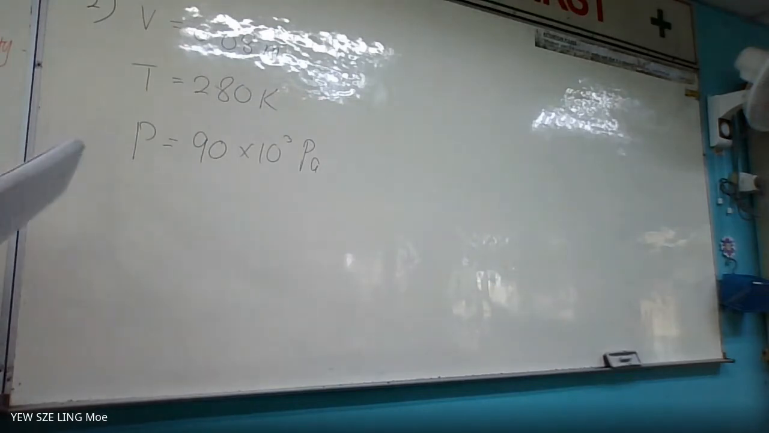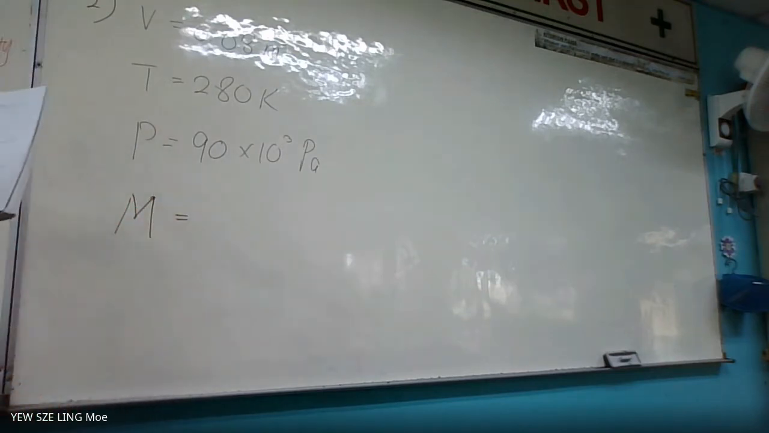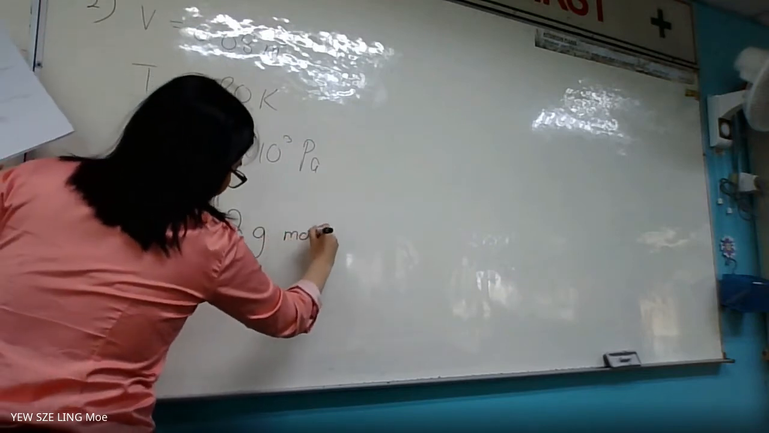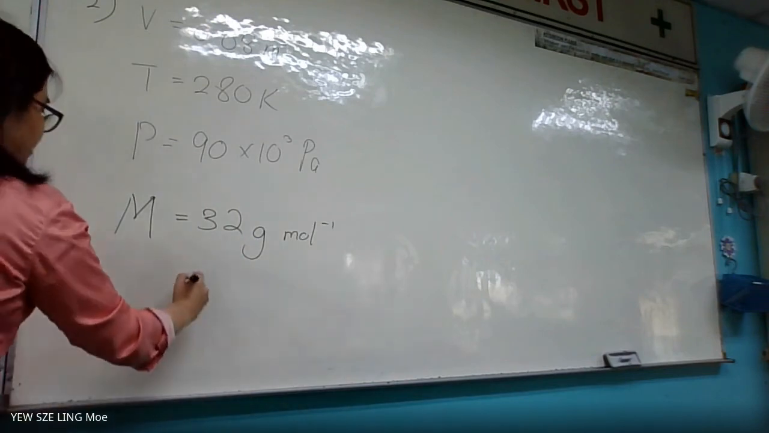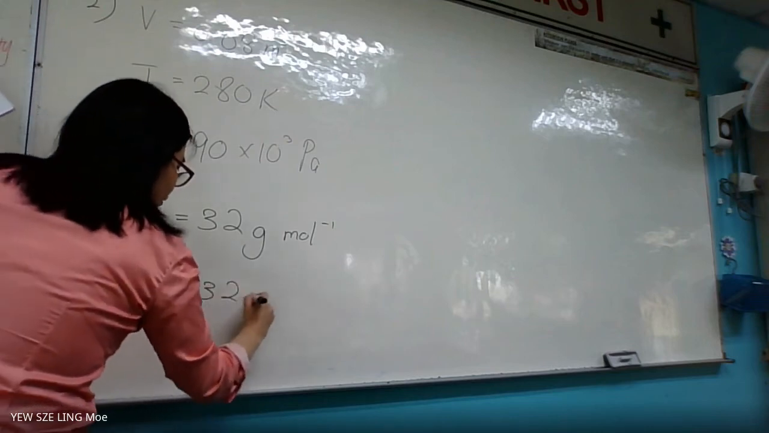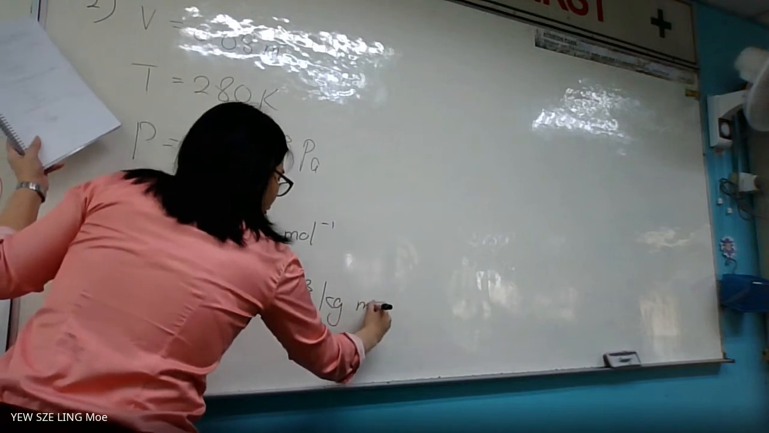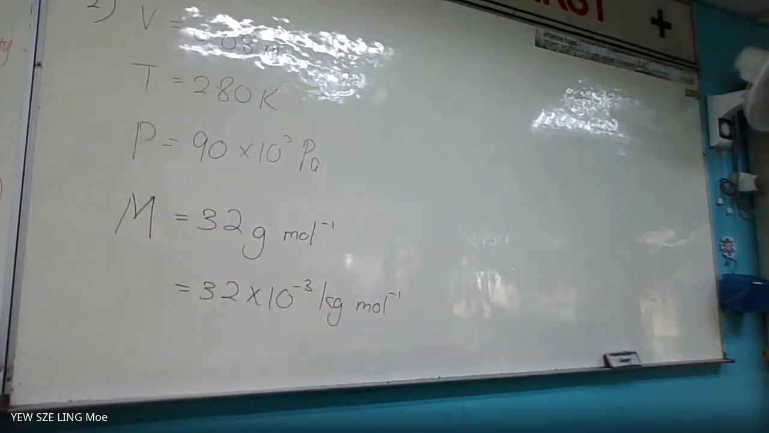Okay, so I'm going to write down the values given based on the questions. Molar mass is equal to 32 grams per mole. If you look at this value, again, it's not in SI unit, right? So you yourself have to change it into SI unit first. So it is equal to 32 times 10 to the power of negative 3 kg mol^-1. So that is how you do the unit conversions.